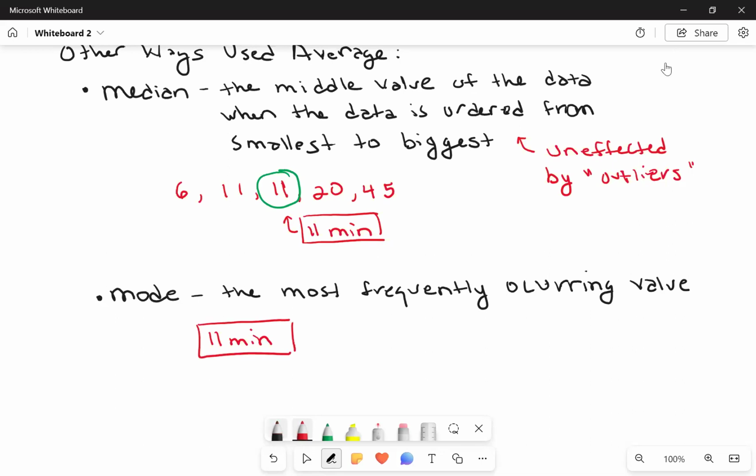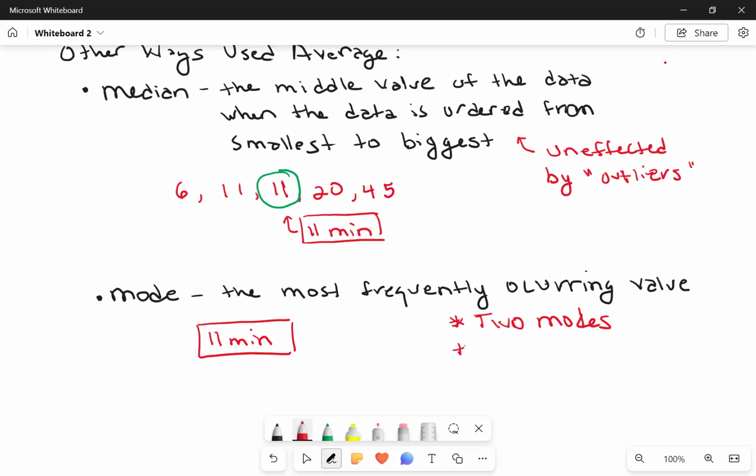You could have 2 modes. It's possible to have 2 modes. And in the case where you might have 2 modes, you would just list both of them. And if they go beyond 2 modes, they typically just say that the data is multimodal, meaning there's multiple modes, and it starts to become difficult to measure. They might mention the multiple modes. It depends on the scenario. All right. The mode is very simplistic, though.